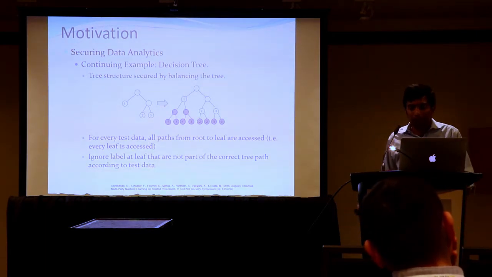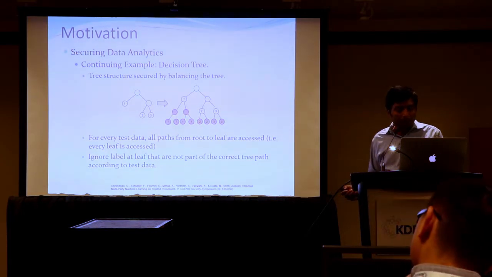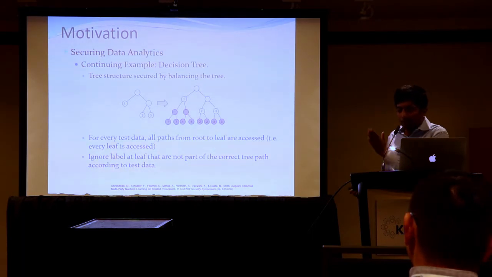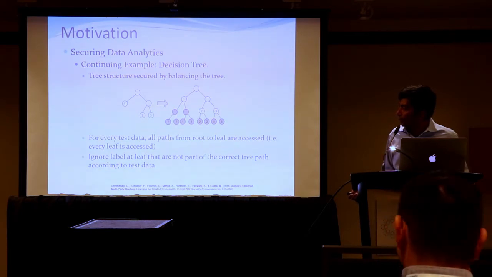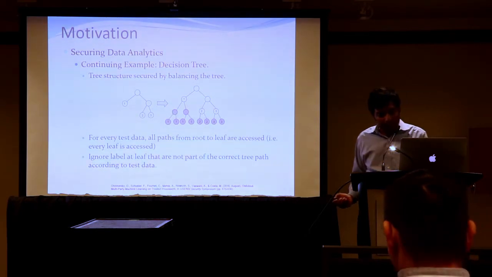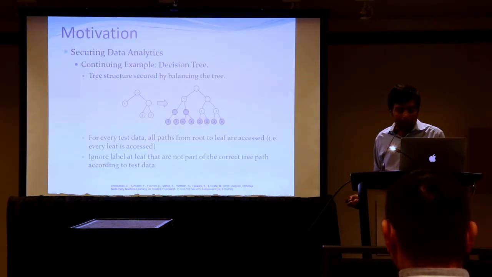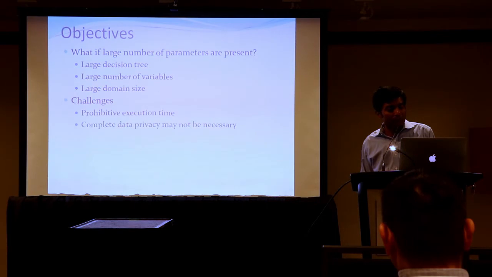But there is a problem with this. Every time test data comes, you will explore all the paths and then return the result for the correct path. The label will be returned, but still you will traverse all the paths, and ignore the labels at the leaves which are not part of the correct tree path according to the test data. So what is the problem with this solution? It is very computationally expensive. Every time test data comes, you will traverse the whole tree, and you also make the tree fully balanced.